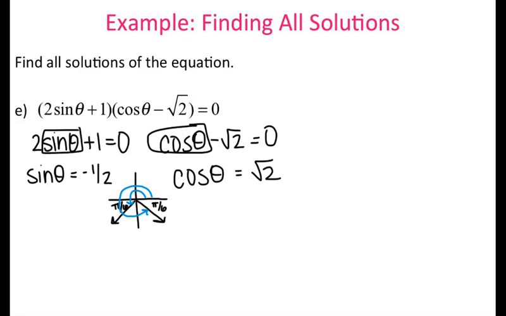So your first angle is pi over 6 units past pi. So that is 7 pi over 6. Your second angle is pi over 6 less than 2 pi. So that is going to be 11 pi over 6. And then don't forget the plus 2 pi n.